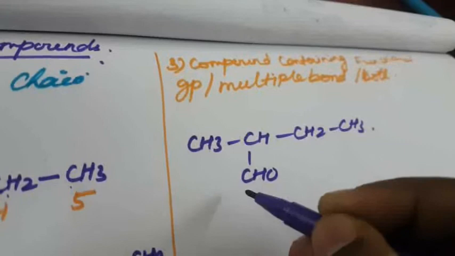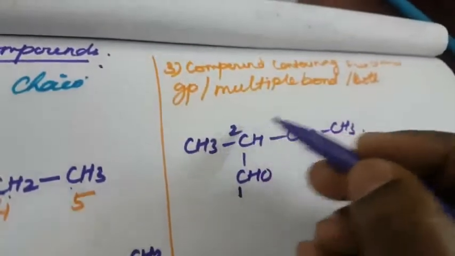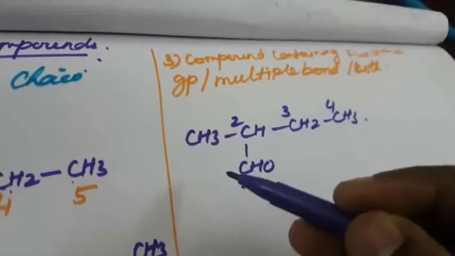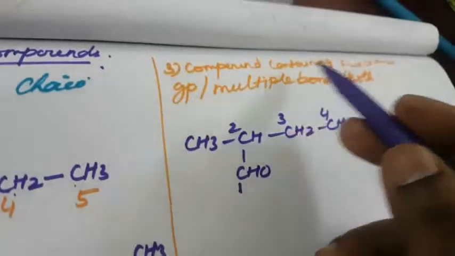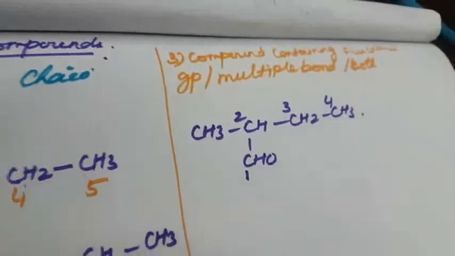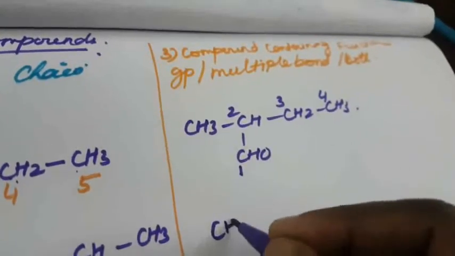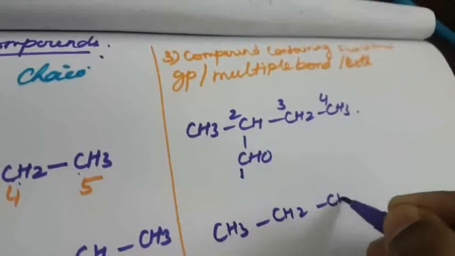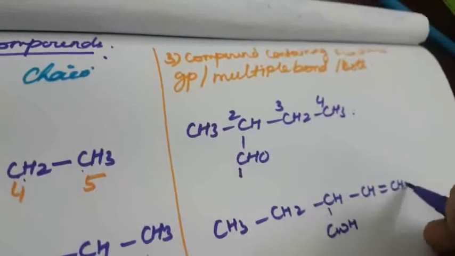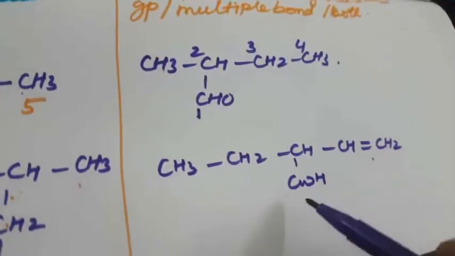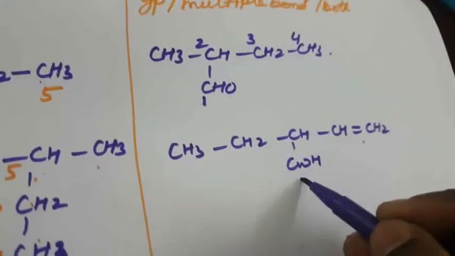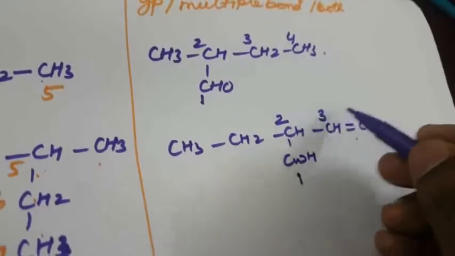This is the aldehyde functional group. Which side do you give the priority? 1, 2, 3, 4. Okay, this is the correct way to give the number. This gives the priority to the functional group. So for compounds containing a functional group or a multiple bond or both, you give the priority only to the functional group. The same compound here: CH3, CH2, CH, COOH, then CH double bond CH2. Here the double bond is also there, and the functional group is there, but you give the priority only to the functional group. So that is 1, 2, 3, 4.